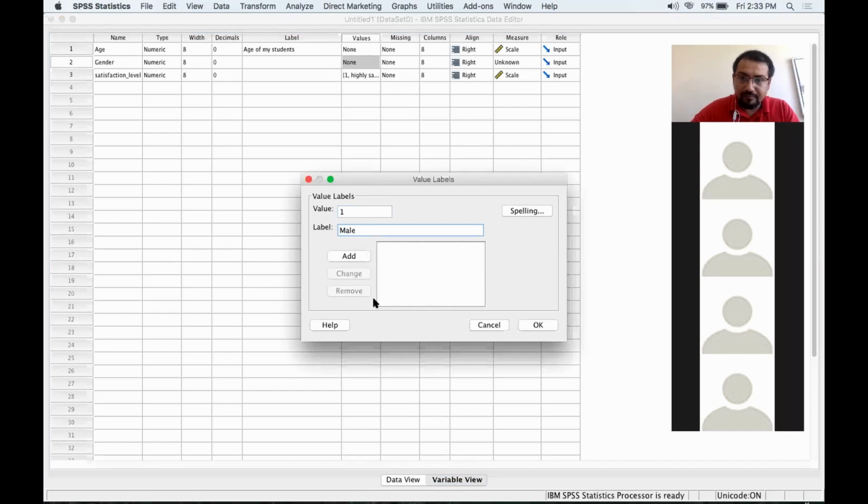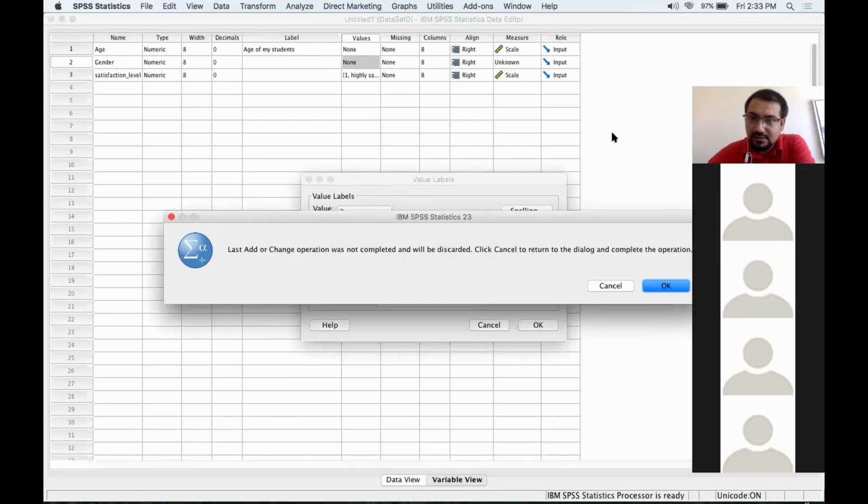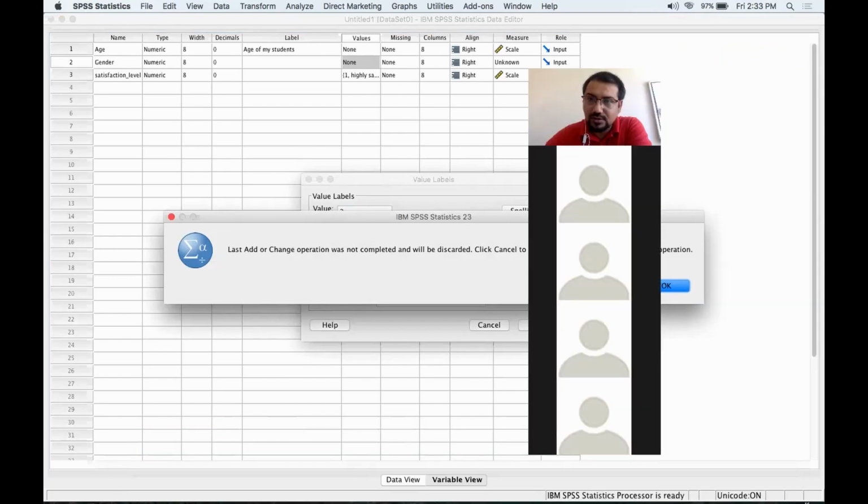Let's say one is male, add, and second, I forgot. I think I forgot to do it. The message says the last add change cannot be completed, discarded, results in incomplete operation. You should press add.